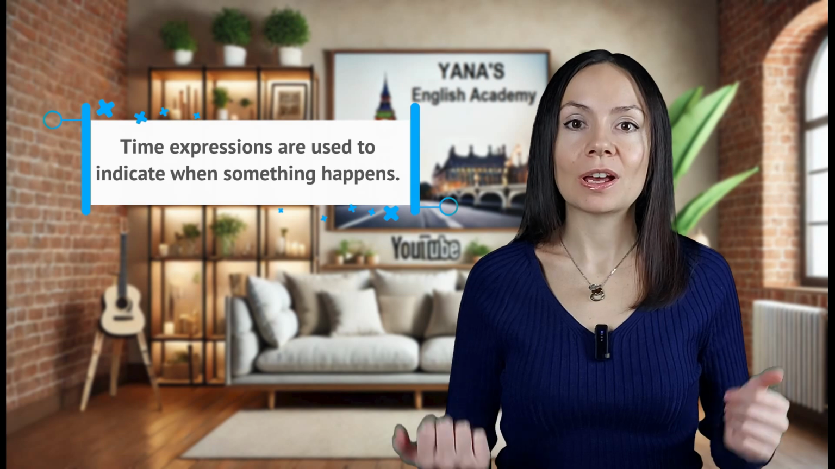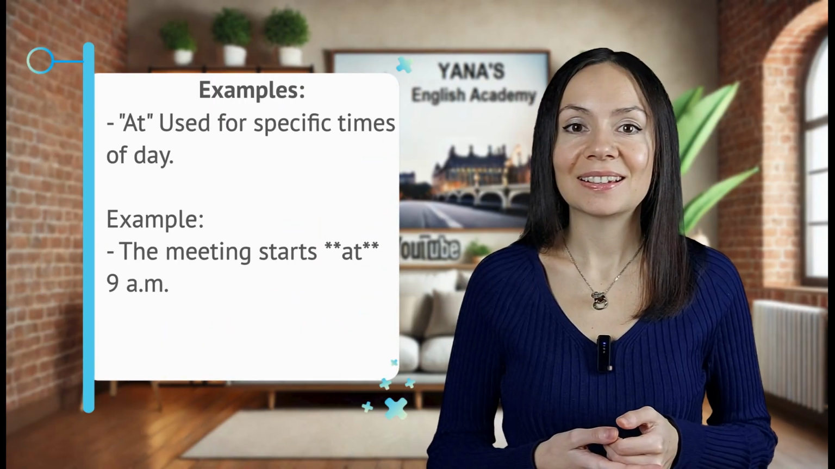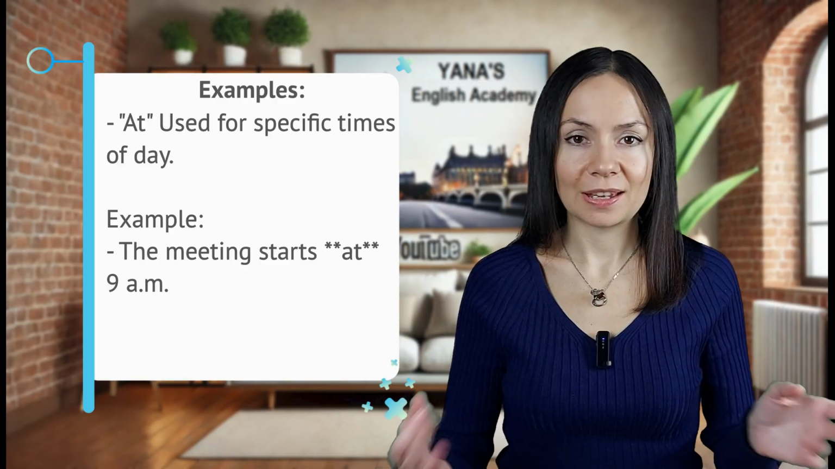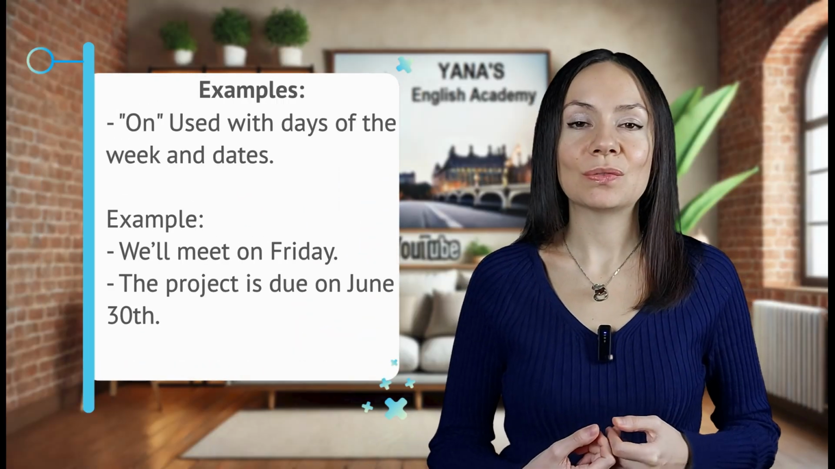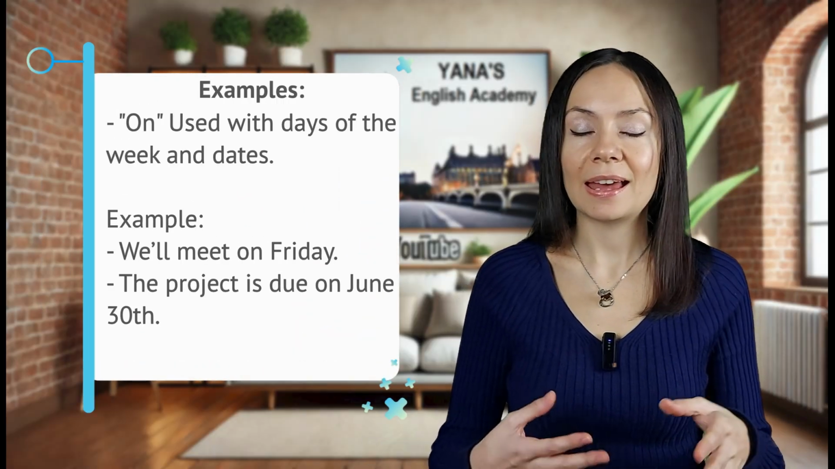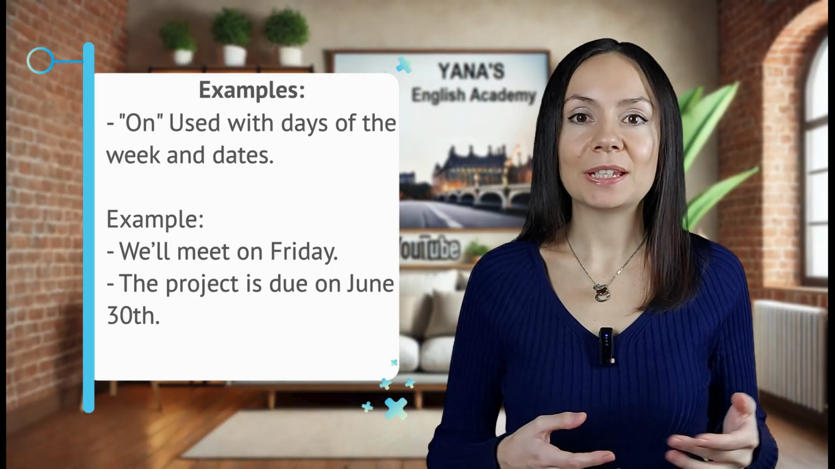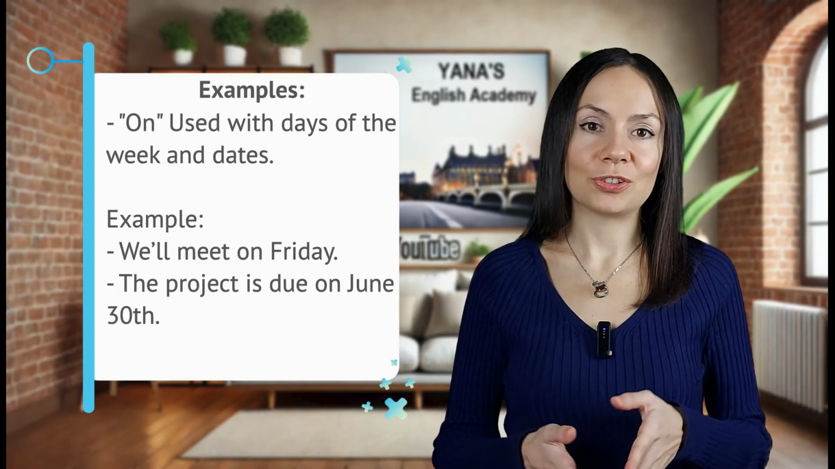Time expressions are used to indicate when something happens. At is used for specific times of day. The meeting starts at 9 a.m. On is used with days of the week and dates. Example, we'll meet on Friday. The project is due on June the 30th.